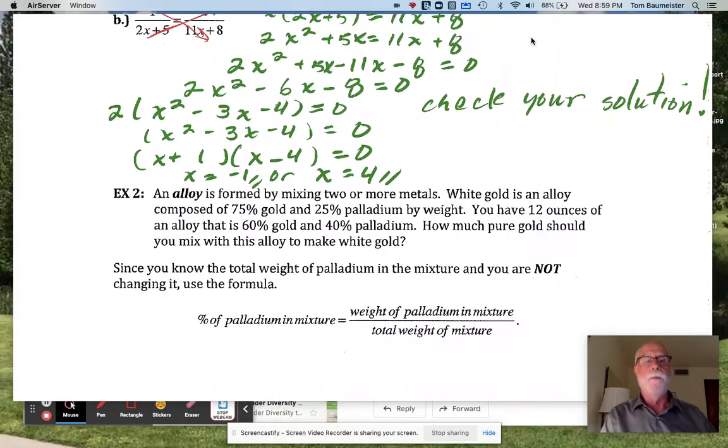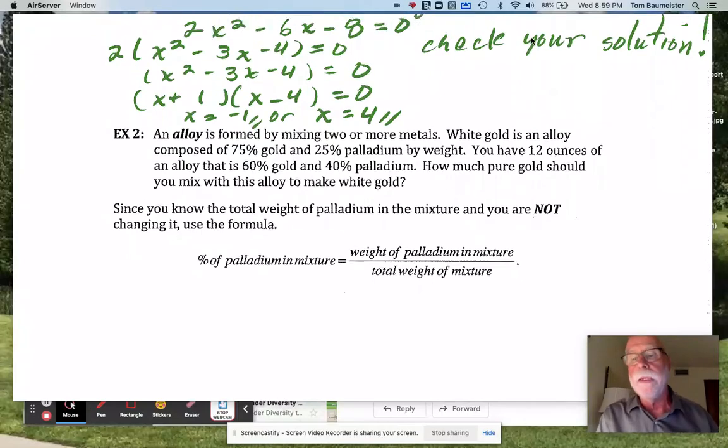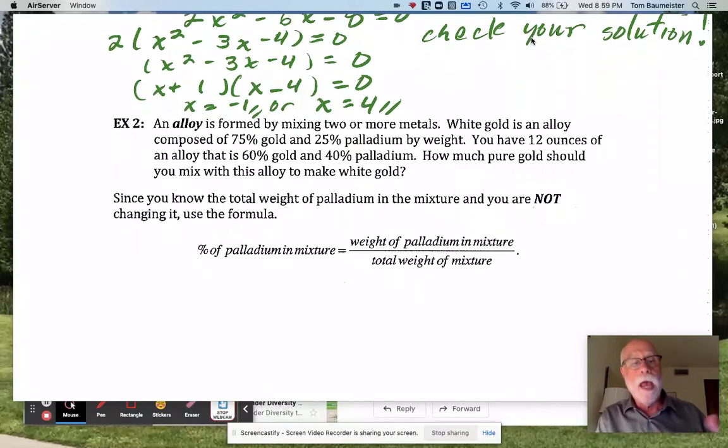Okay. Example 2 is a word problem, and there is a word problem exactly like this on the test. I mean, we're going to have to do something similar. So, an alloy is formed by mixing 2 or more metals. White gold is an alloy composed of 75% gold and 25% palladium by weight. You have 12 ounces of an alloy that is 60% gold and 40% palladium. How much pure gold should you mix with this alloy to make white gold?